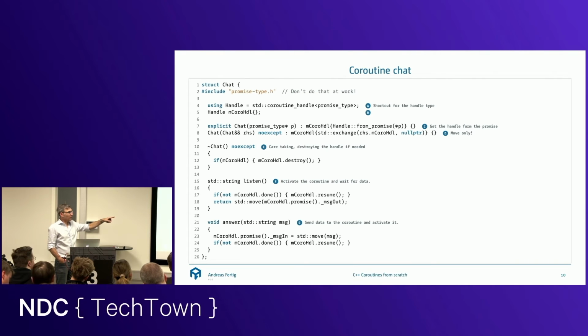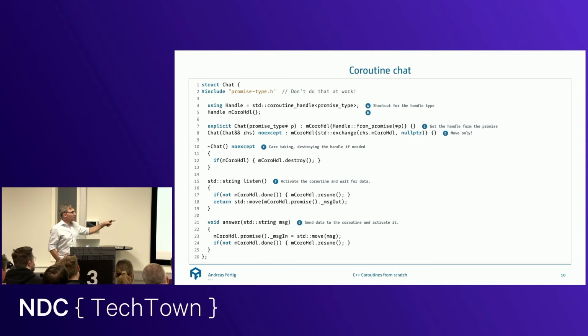And after that resume, I use the coroutine handle, and there is a function promise, which brings me to the promise type, and this gives me access to mMsgOut. So this is how I take the std::string out of the promise type, out of the internals of the coroutine. Okay, so this is directly reaching into the coroutine, taking that value out.